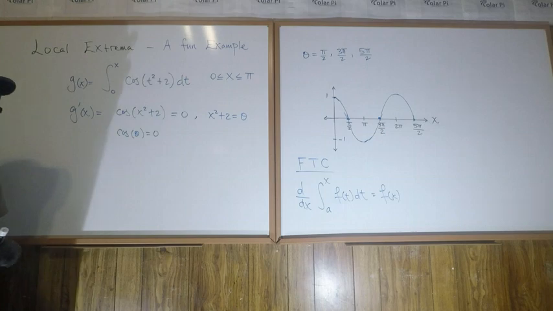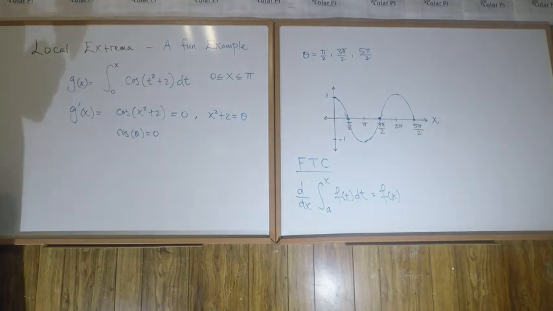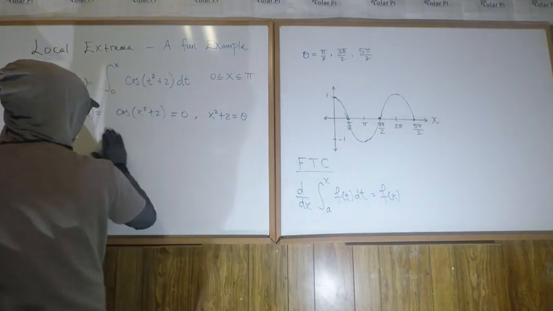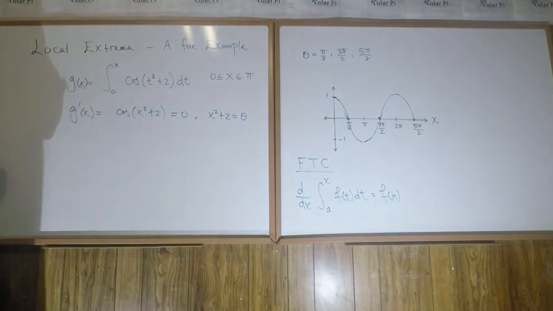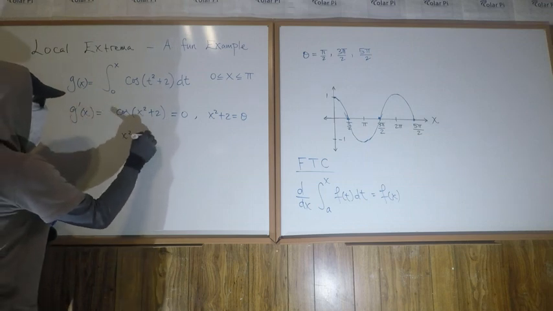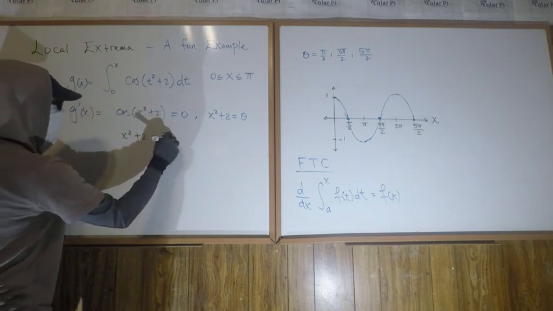In fact, you'll see that we don't need pi over 2, because now that we figured out theta has to equal one of these 3 values and more, but just those 3 values for our purpose, what we're going to say is x squared plus 2, which is theta, is equal to first pi over 2, and let's look at this.